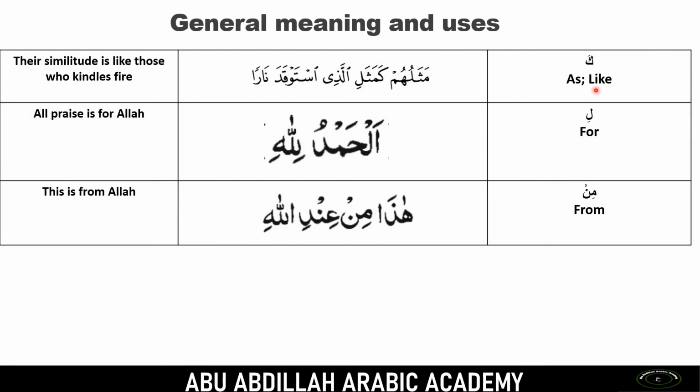Next we have ka. Ka is very simple. Ka is used to describe the likeness of someone or something towards something else. So it gives the meaning of as or like. For example we have mathaluhum kamathalil ladhi istawqada nara, that is their example is like the example of the one who kindles fire. So ka here gives the meaning of like or as.